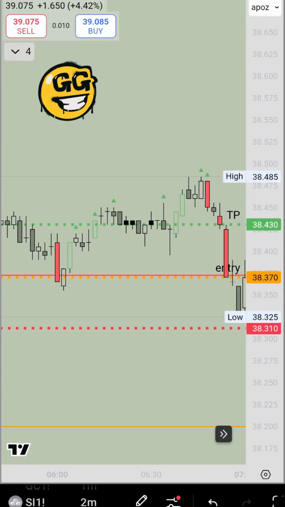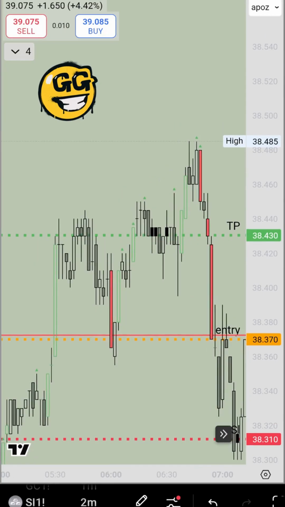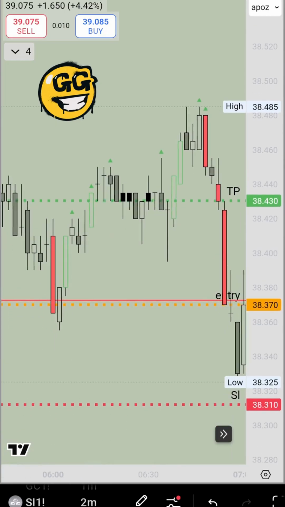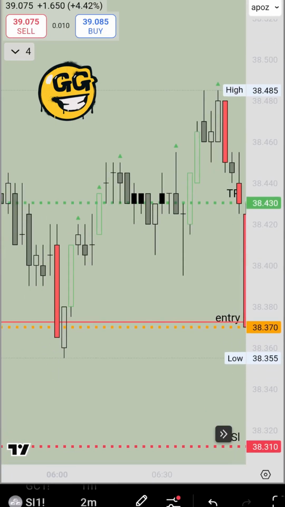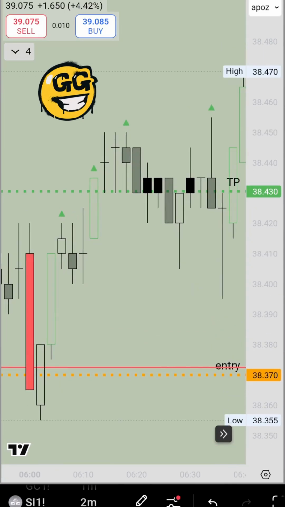Let me show you the first example here. So what you need is a PSP candle that lines up with a fair value gap. Let's go here.